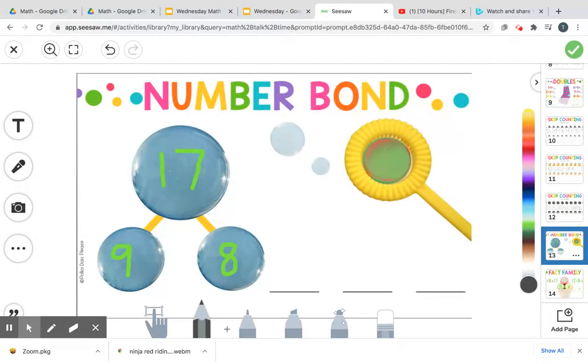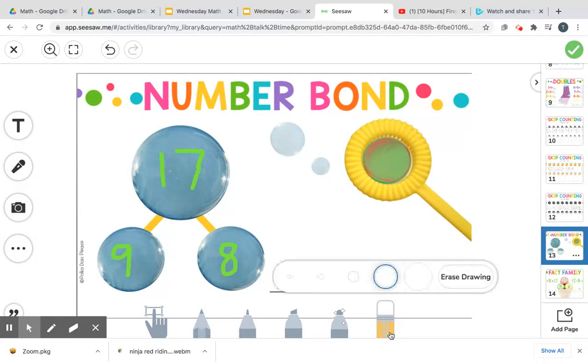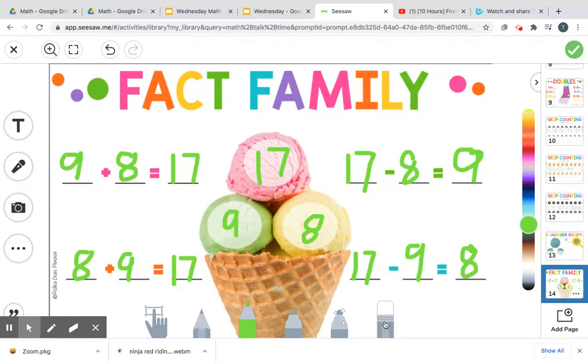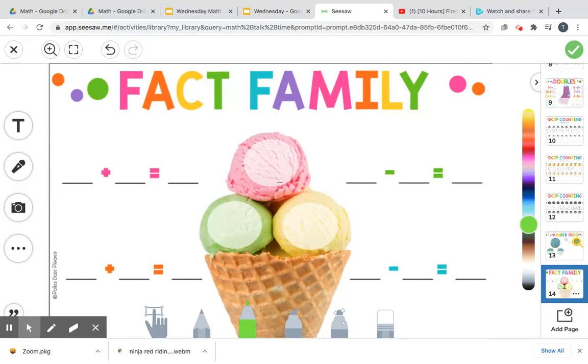Let's do real quick a number bond. Erase what we have. All right, so let's do 11. And let's do 5 and 6. Those are the two parts that make the whole. The whole is 11, and 5 and 6 are the parts. Let's make a fact family out of them. So we have 11, and we have 5, and we have 6.